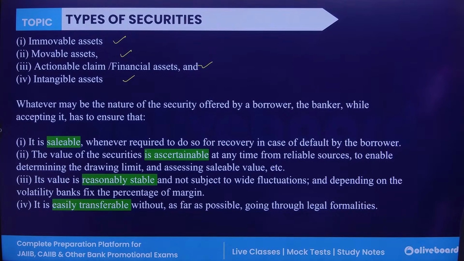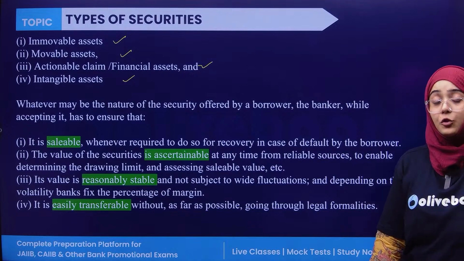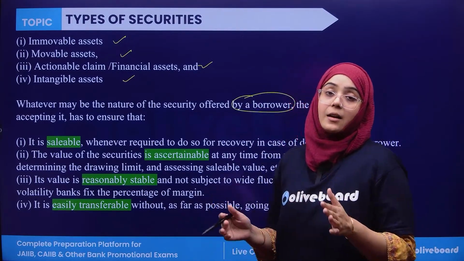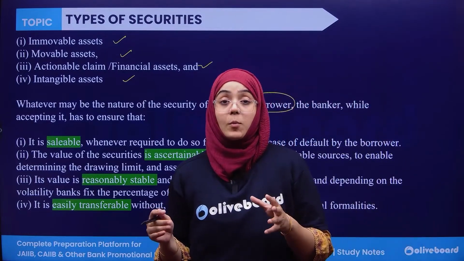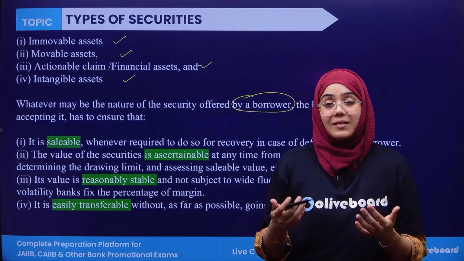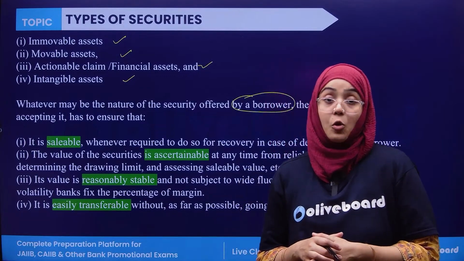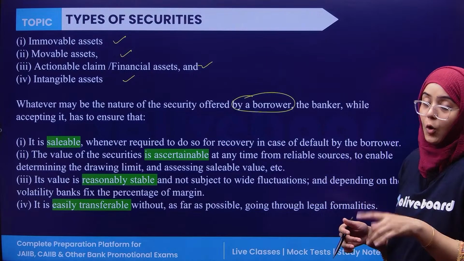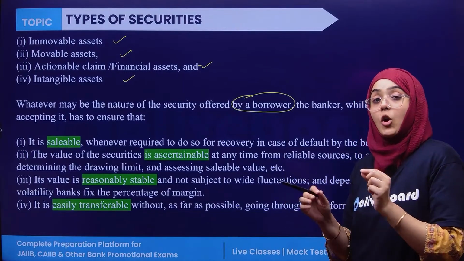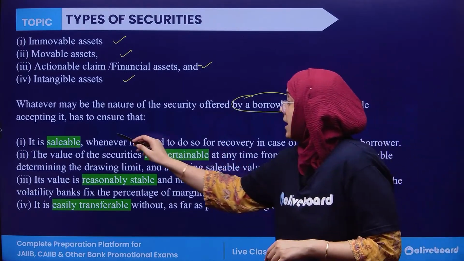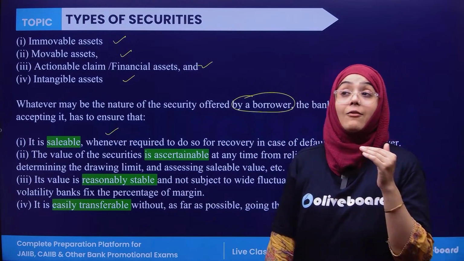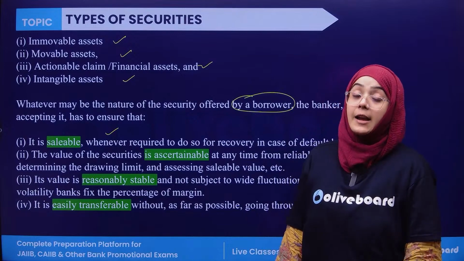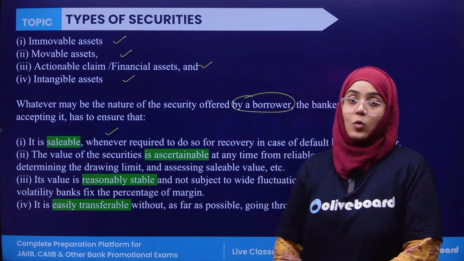If different securities are offered by a borrower who is borrowing credit, the banker has to accept that security with certain terms and conditions. The banker has to ensure that, first of all, whatever security the borrower is giving to the bank, it is saleable. It means that if they default, the bank can sell this asset in the market and recover its loan from that.